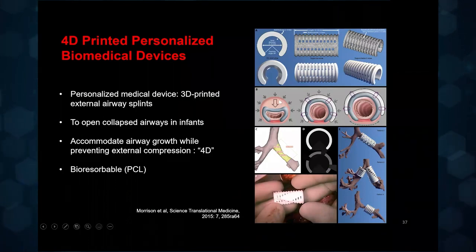What they have shown in this figure is an airway that's collapsed, and they put this device around it and suture it. Then, as the child grows and the airway becomes bigger, because of its particular design, this device can open up more and more. That helps to maintain the airway in an open state, but also accommodate the growth of the patient.